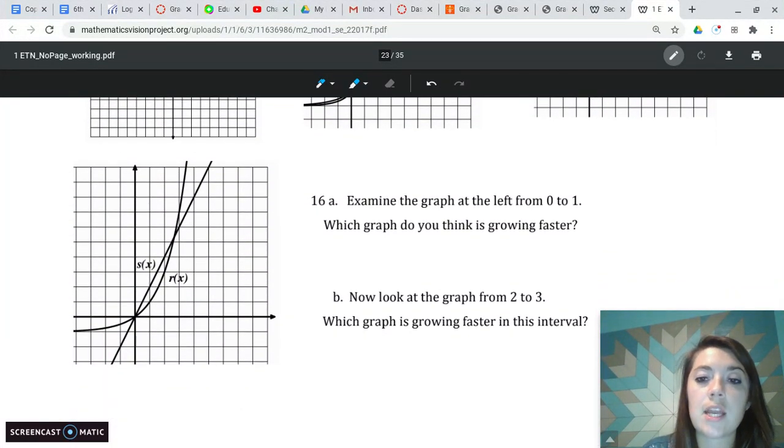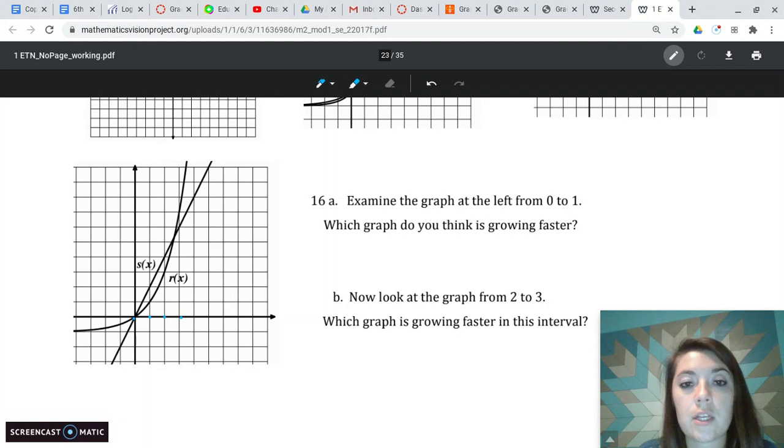And then for 16, you're looking at this graph specifically, and you're determining which you think is faster over certain intervals. So at the left from 0 to 1. So that means from the origin to 1. So from there to there. Then it wants from 2 to 3. So then you're going to go from here to here and tell me which one's growing faster. So be super careful on that number 16 because you're not looking at the whole thing. You're looking at specific intervals. Okay? So that is what you guys are looking at for this lesson.